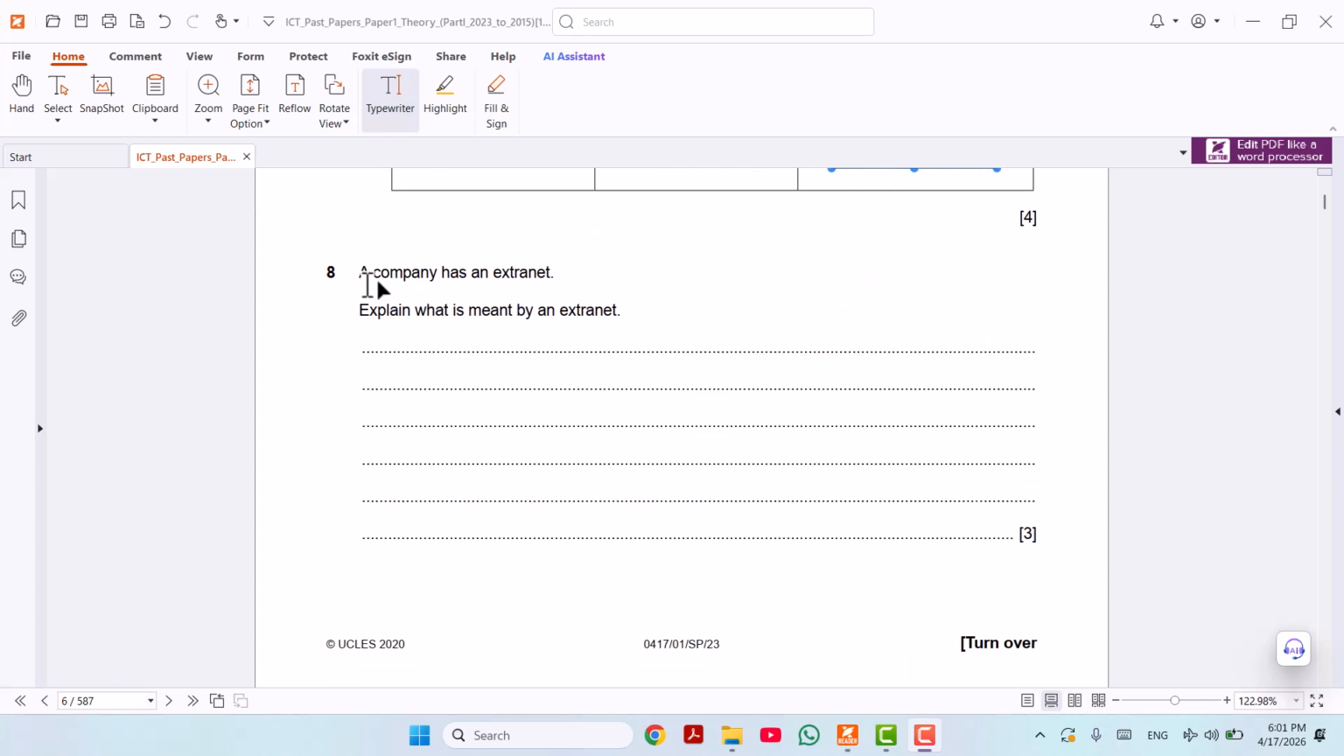Next we have number 8. A company has an extranet. Explain what is meant by extranet. Remember we have the internet, we have the intranet, we have the extranet. Extranet, if you remember, is a network controlled by a company. Look at how many points are required. According to the marks, here it is 3 marks, so I should write 3 points. So number 2 is allows access for partners.